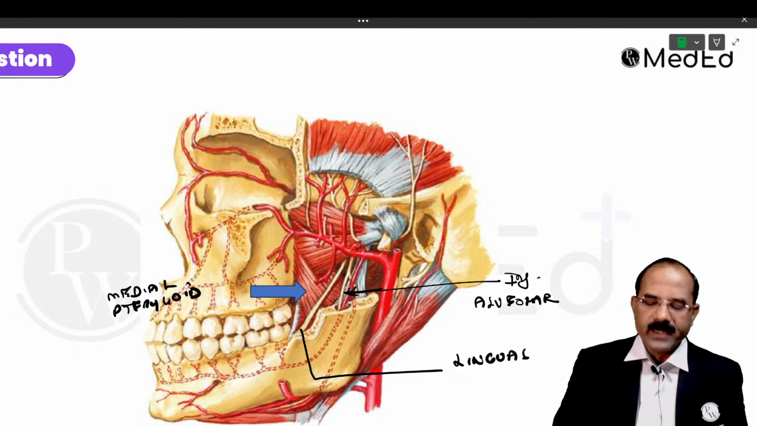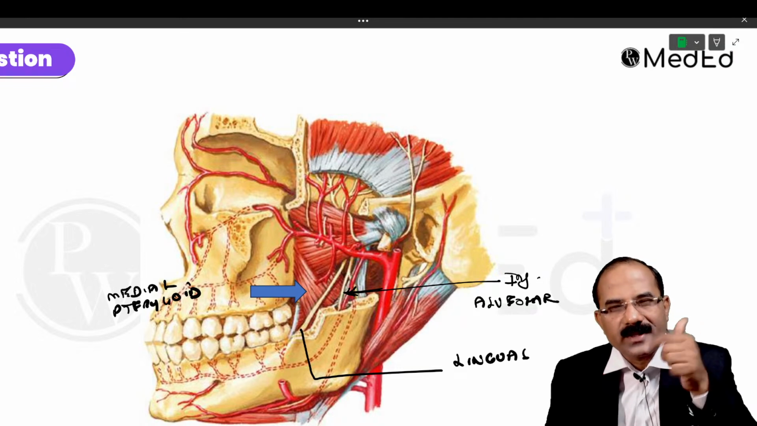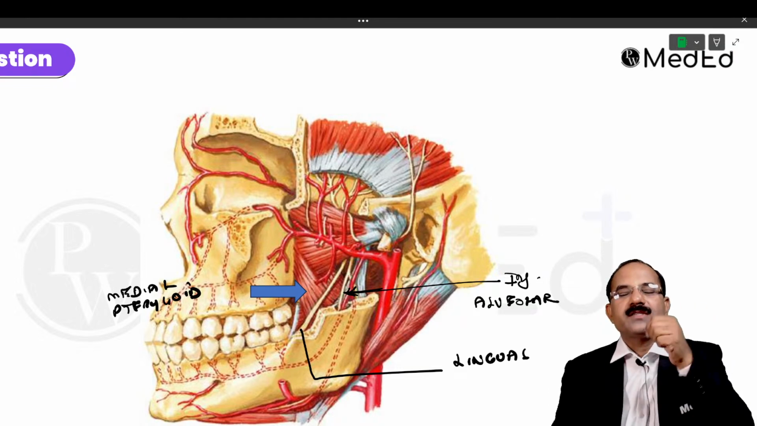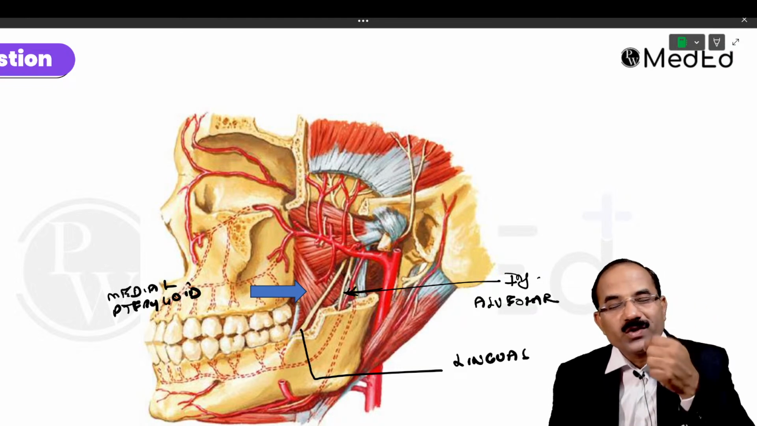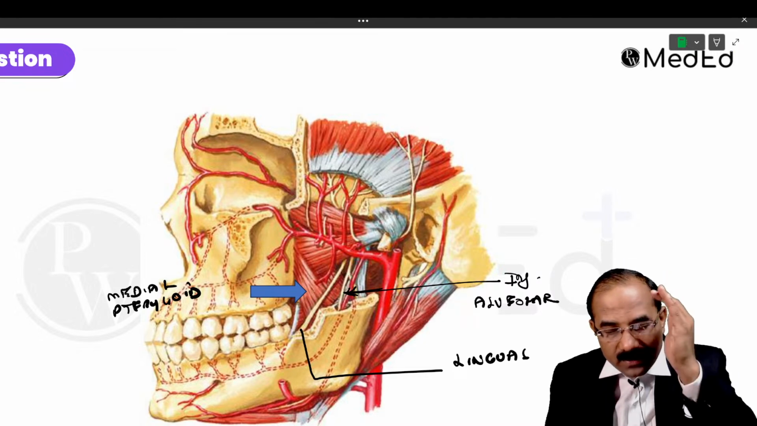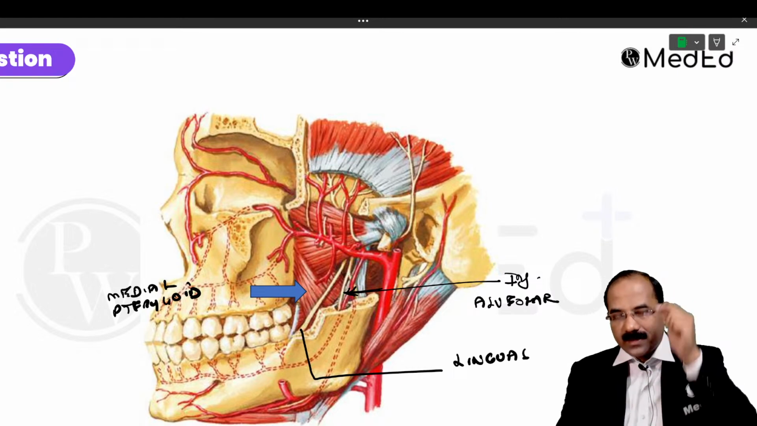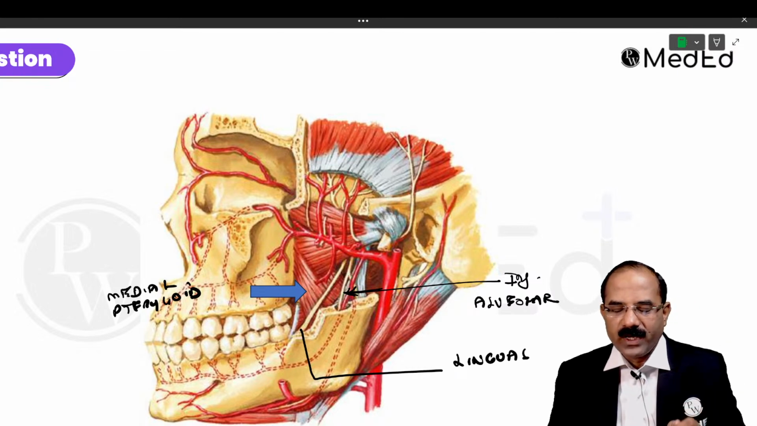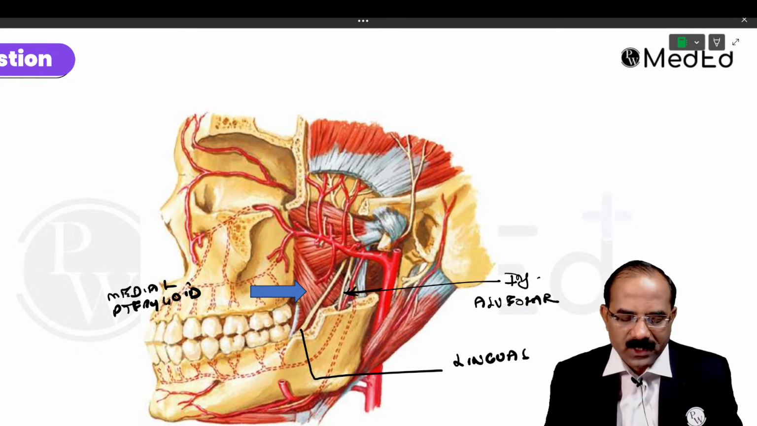What is another name for the inferior alveolar nerve? The dentist nerve, right? Anesthesia is given around the vicinity of this nerve to operate on the lower jaw and the lower teeth. So that's the inferior alveolar nerve. Children, look at this slide carefully and remember the lingual nerve, the inferior alveolar nerve, and this muscle is the medial pterygoid.